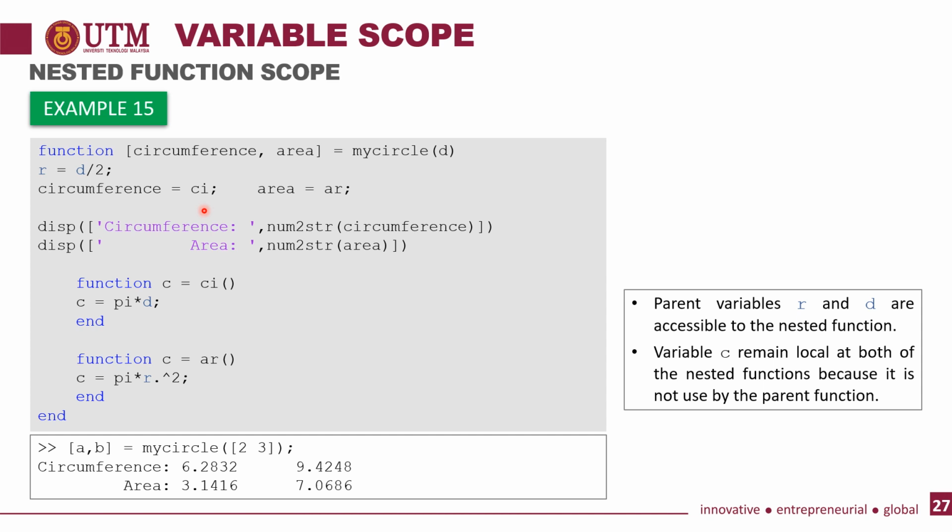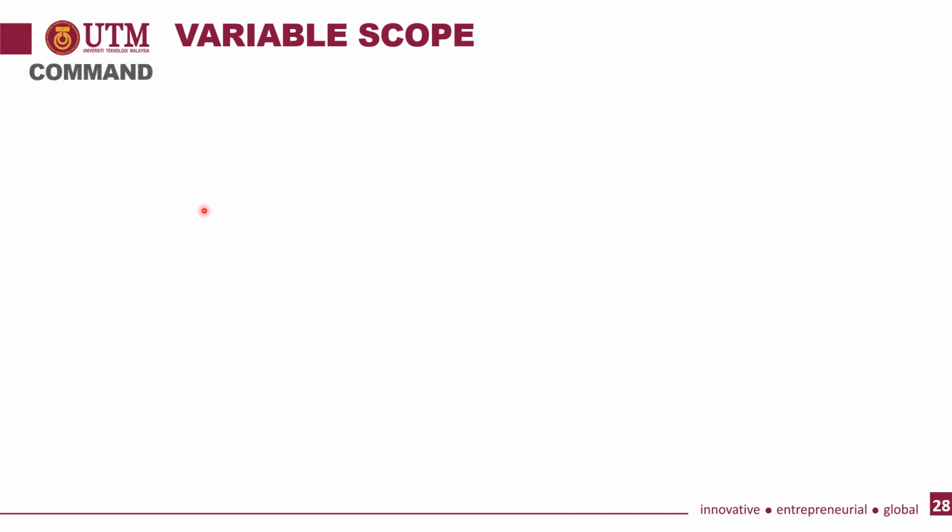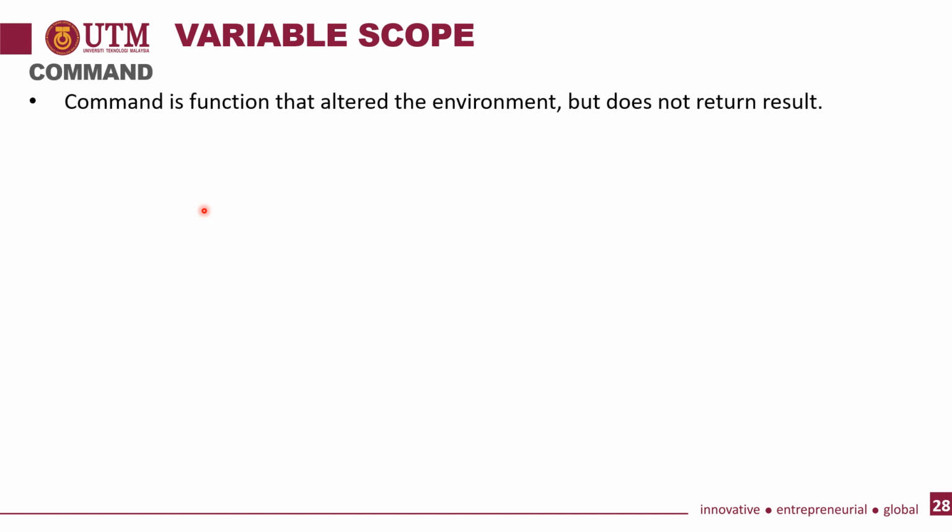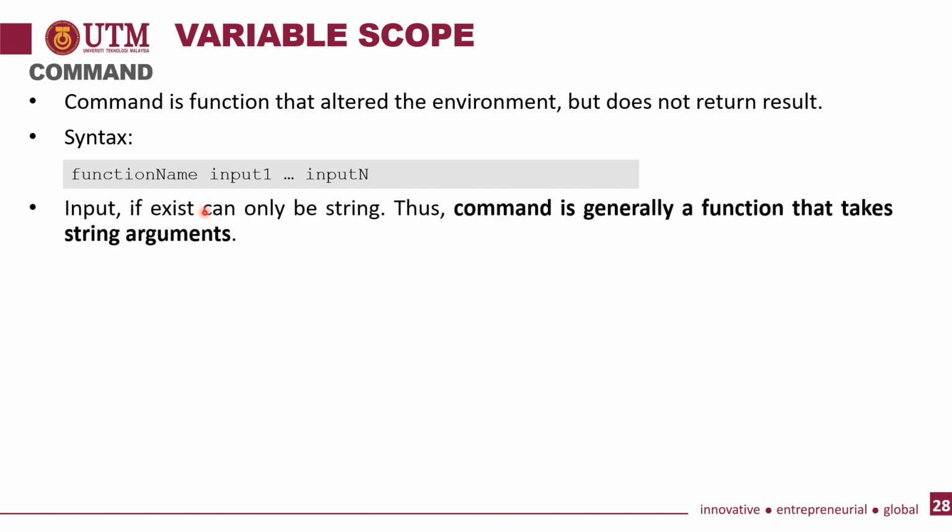Okay, next we take a look at the command. So what is actually a MATLAB command? A command is a function that alters the environment but does not return any result. The syntax for a command is the function name followed by input or any other available commands. The input, if it exists, can only be a string. Thus a command is generally a function that takes string arguments. So basically a command is a function that takes only string arguments.